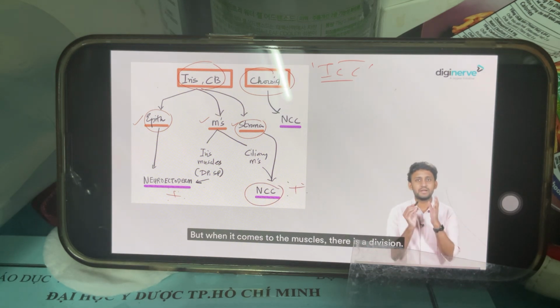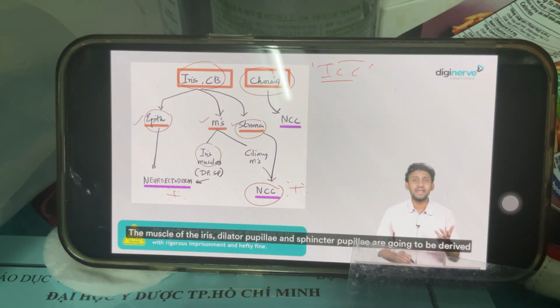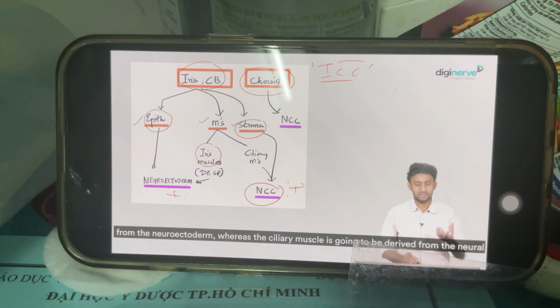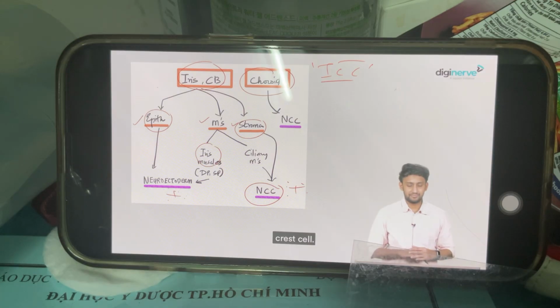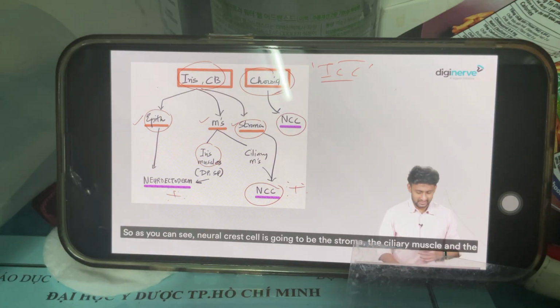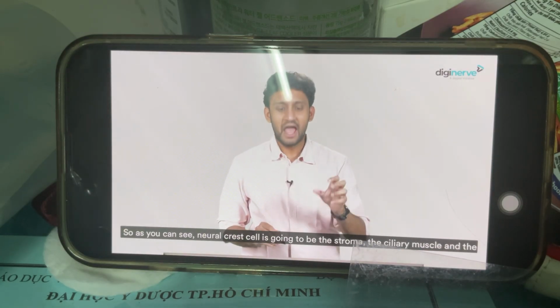But when it comes to the muscles, there is a division. The muscles of the iris, dilator pupillae and sphincter pupillae, are derived from the neuroectoderm, whereas the ciliary muscle is derived from the neural crest cell. Choroid is going to develop from the neural crest cell as well. So as you can see, neural crest cell gives rise to the stroma, the ciliary muscle and the choroid.